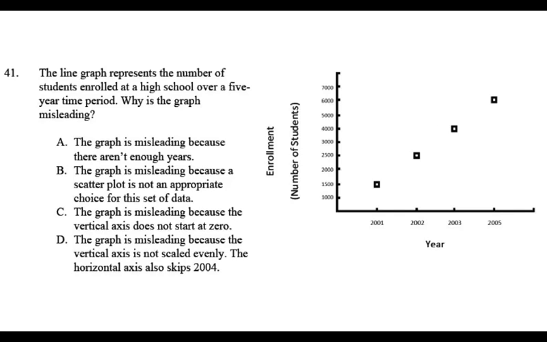If you look at the way that this is scaled, you have 1,000, 1,500, 2,000, 2,500, so it looks like it's going up every 500. Let's keep looking at the scale. Then 3,000, 4,000, 5,000, 6,000, 7,000, so it's not scaled evenly. So the graph is misleading because the vertical axis is not scaled evenly. True. The horizontal axis also skips 2004, which is true. So your answer for this is D.